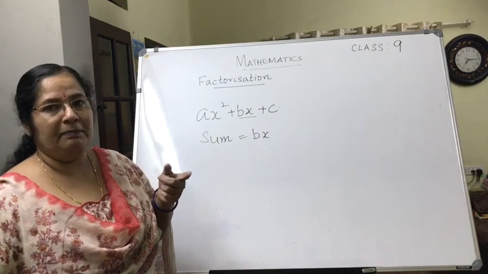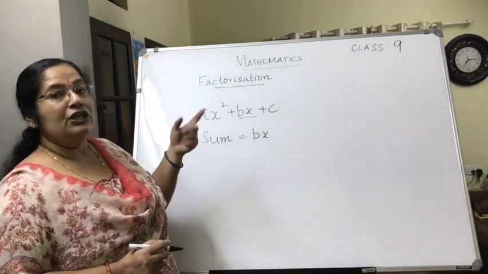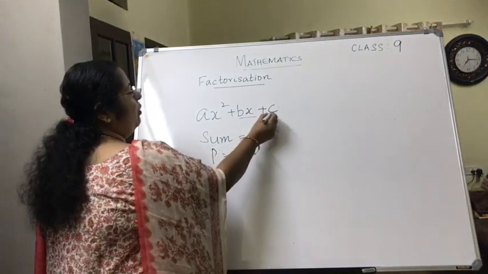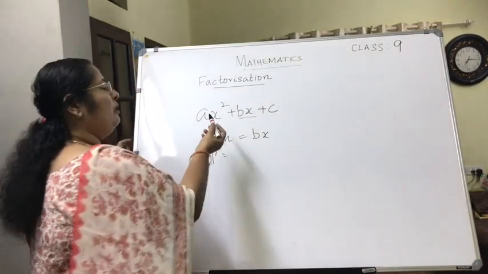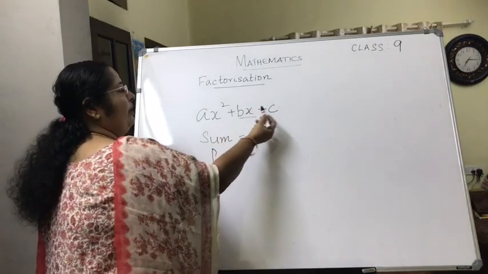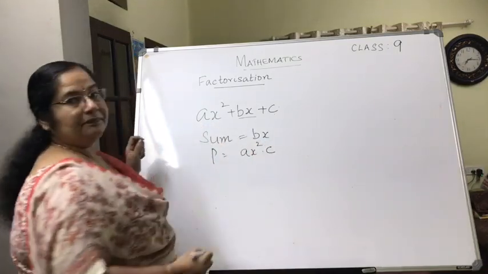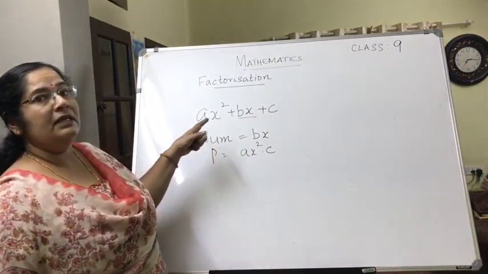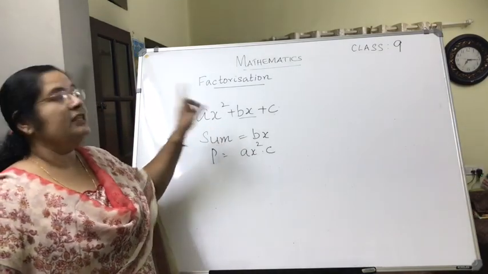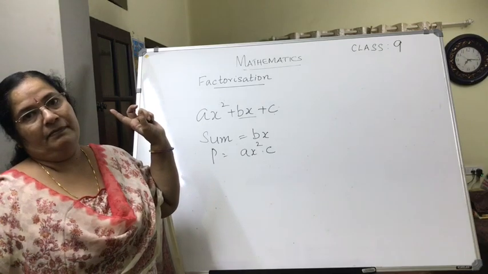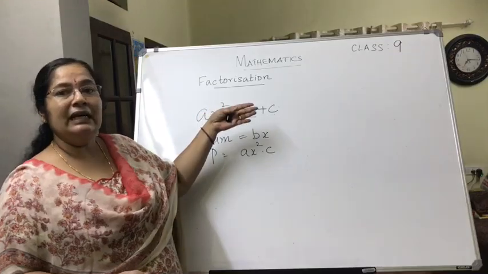Product means when you multiply. The product of those two terms which we are using should be equal to the product of the first and last terms of the quadratic polynomial. What is the first and last term? ax square and c. So the product of ax square into c should be equal to the product of the two terms into which we are splitting this middle term. Is it clear? Then further steps we will learn by taking an example.